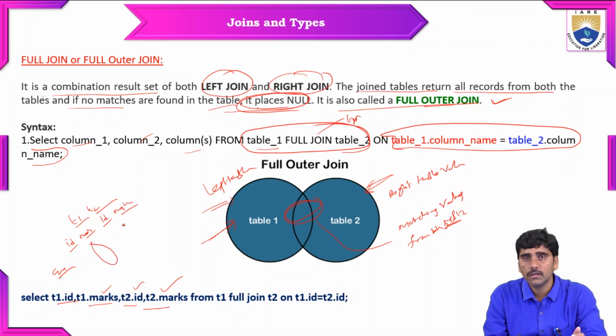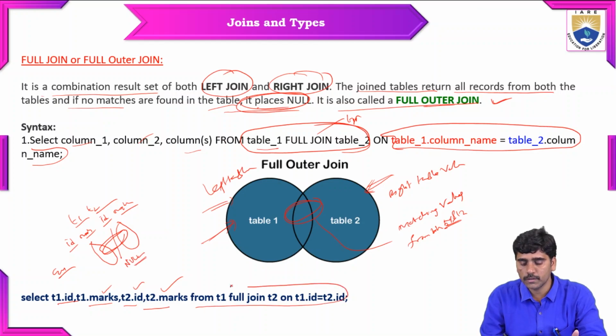So when you perform these two operations, it displays left side values, right side values, and all common values also. If common values are not there, it returns null values. So that is what we perform here on the basis of the condition.